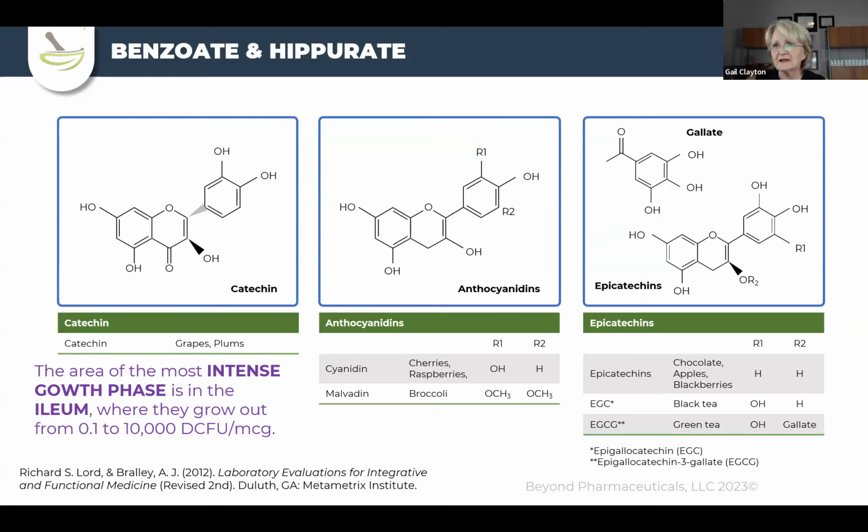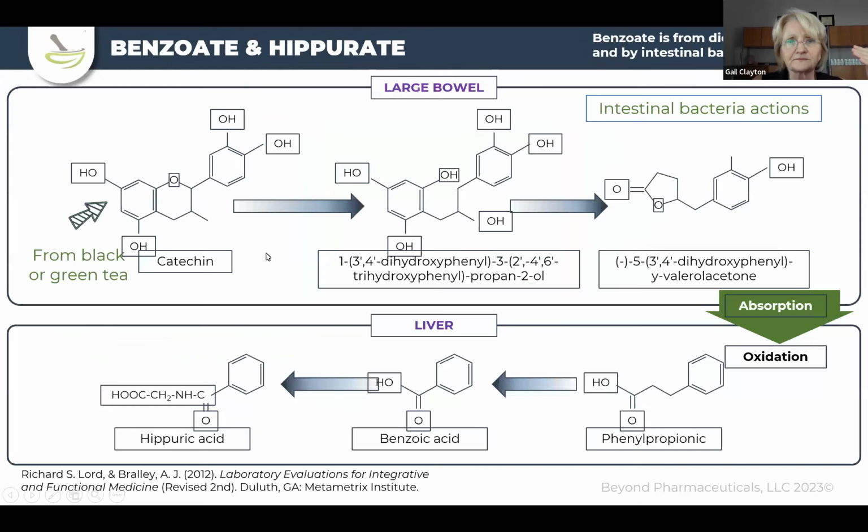Now, the bacteria eat them in our small intestines, but as things move along to the ileum, which is kind of towards the end, that's the area with the most intense growth phase, where all these bacteria and these metabolites grow from 0.1 to 10,000 before they get to the colon.